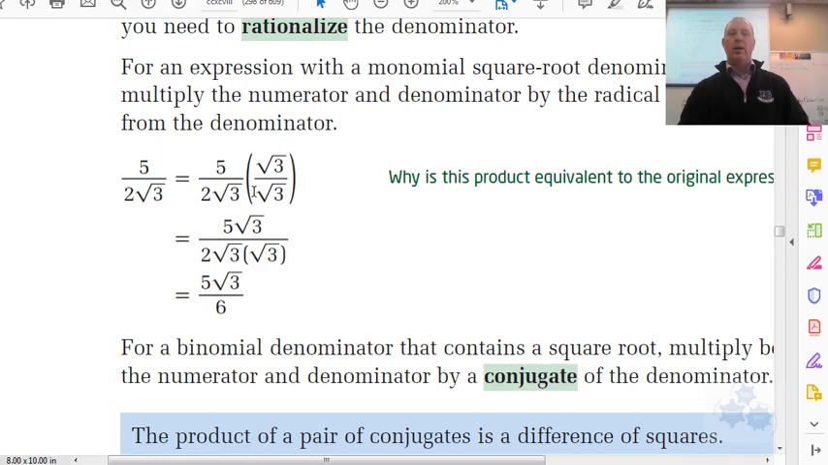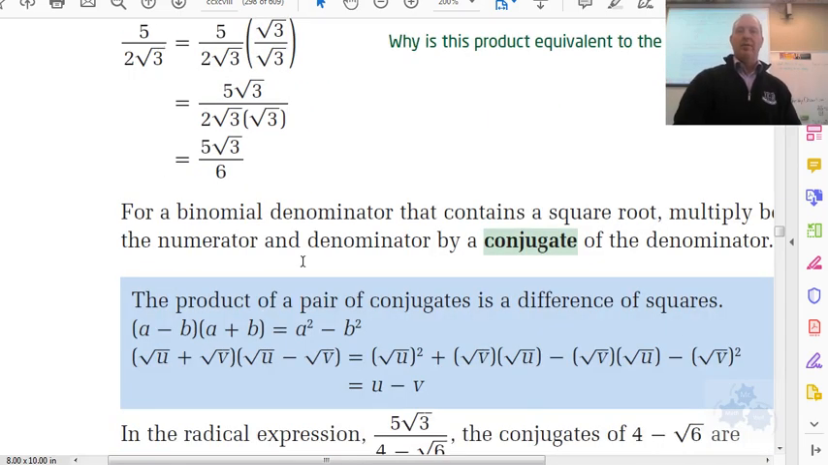Now what does that do? Well, it makes the radical part in the denominator, it squares it. And so that gets rid of the radical part. So root 3 times root 3 is just 3. So you have 2 times 3, and that's what you have in the bottom. Now it does make the numerator irrational, but we want the denominator to be rational, so that's what we do.